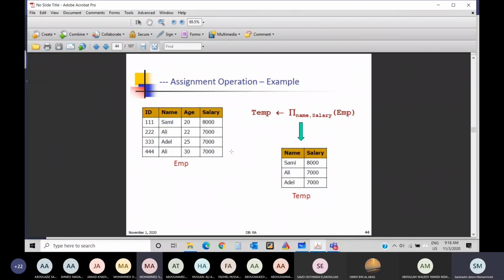Doctor, nothing will be modified in the employee table? Oh, no. The employee table will never be touched. Yes, it will never be touched. It's just like a select statement. Nothing will change, okay?